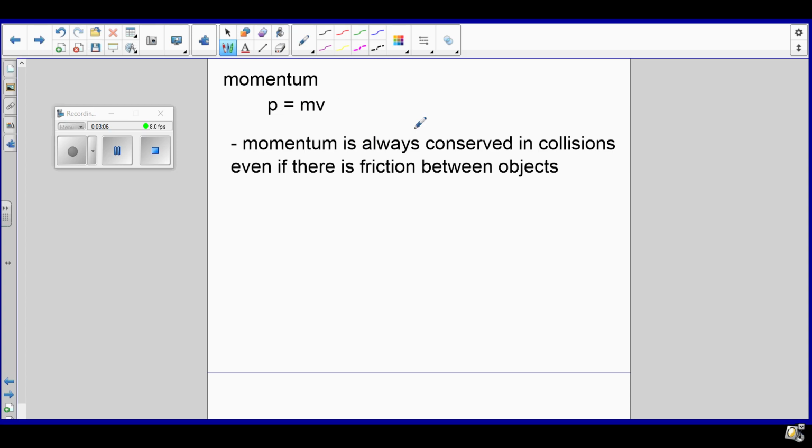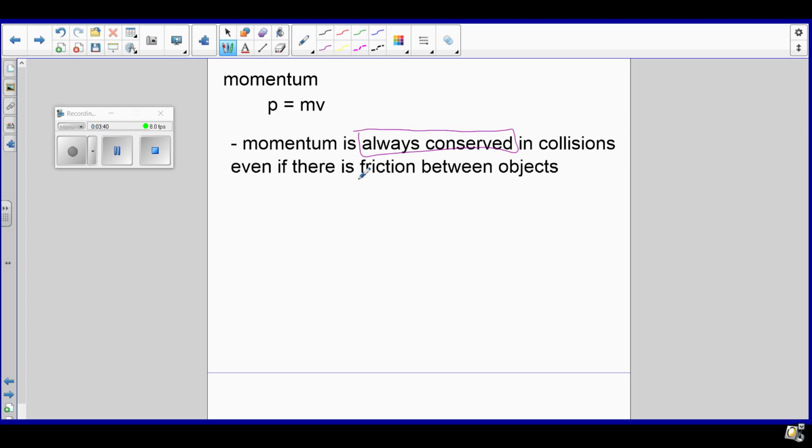Okay, so P equals mv, momentum is always conserved. Just like energy was a law of conservation, we saw that there were things that could mess up energy, like kinetic friction, non-conservative forces that changed the total energy of a system. For momentum, in all collisions, momentum is going to be conserved, where energy won't, because there's always going to be an amount of kinetic friction when two objects collide. Momentum is still going to be conserved, even if there's kinetic friction between the objects.